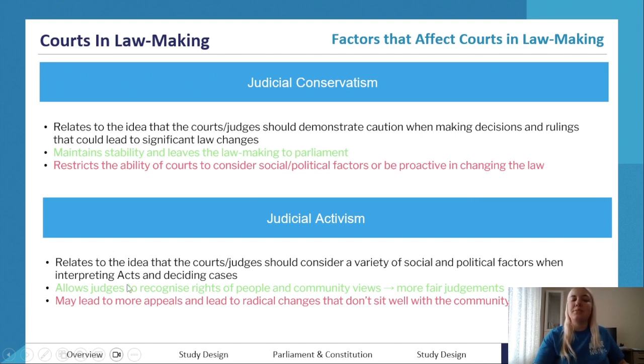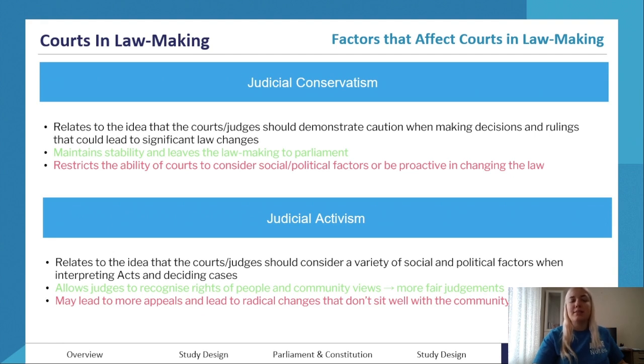Now, judicial activism is just the opposite. This relates to the idea that courts and judges should be considering a variety of factors when they interpret acts and decide cases, that they should be helping common law and new precedents to develop, and whenever there is an opportunity for statutory interpretation, that they should take it and make the most of it. So the positives are that this allows judges to recognize the rights of people as well as even the community's views, and consider that when passing judgments in order to make them more fair.